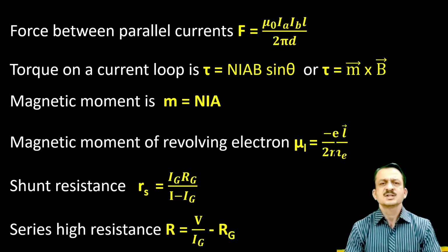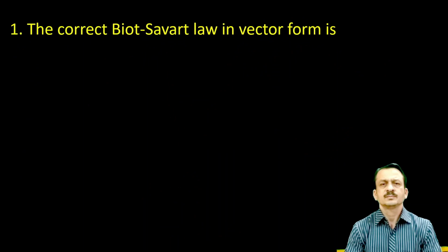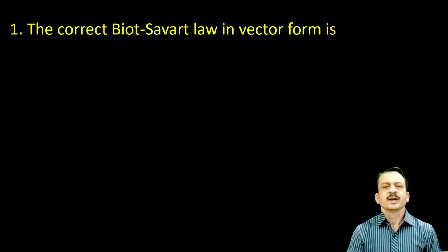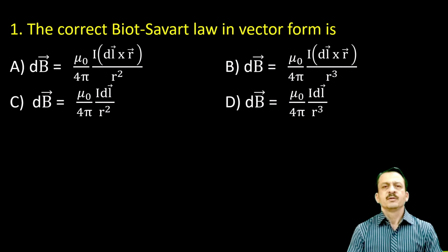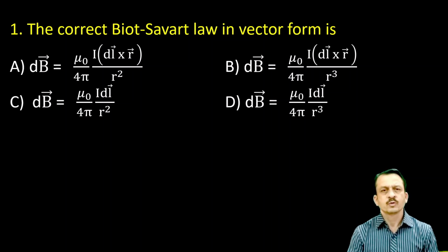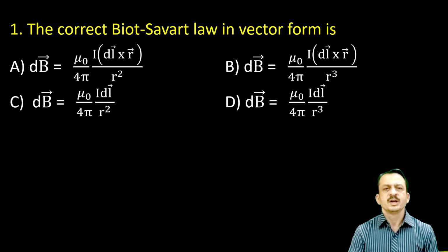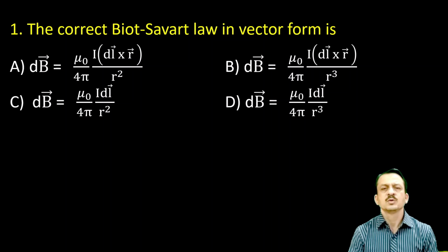Now with these formulas, we are going to solve some problems. First problem, the correct Biot-Savart law in vector form is: options A, vector dB is equal to mu naught divided by 4 pi into I into dl cross R divided by R square; B, dB is equal to mu naught divided by 4 pi into I into dl cross R divided by R cube; C, dB is equal to mu naught divided by 4 pi into I dl divided by R square; and D, dB is equal to mu naught divided by 4 pi into I dl divided by R cube. It is simply a theoretical one.